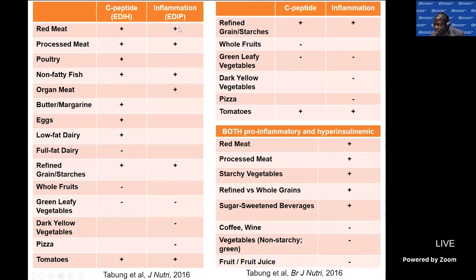These are the components of the EDIH and the EDIP. So the positive components mean increasing towards more pro-inflammatory or hyperinsulinemic dietary patterns, and the negative ones indicate that it's pulling the score down towards low insulinemic or anti-inflammatory. And you can see full fat here pulls the score downwards, and green leafy vegetables as well. Pizza for the EDIP, which is a source of full fat dairy, as well as cooked tomato paste. And these two scores also pick up components that are common between both scores, such as red meat, processed meat, starchy vegetables, refined grains, sugar-sweetened beverages that pull the scores towards the positive side, the more pro-inflammatory or more hyperinsulinemic, and coffee and wine and non-starchy vegetables and fruits towards the more anti-inflammatory or low insulinemic patterns.